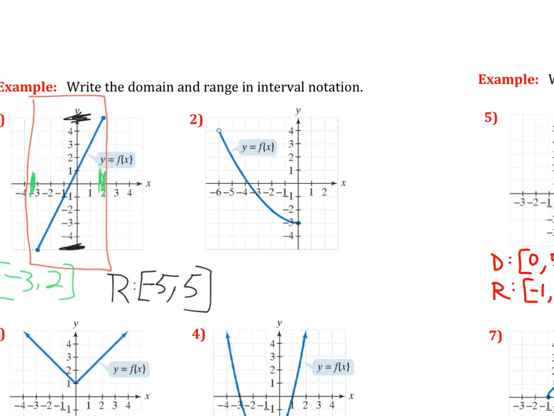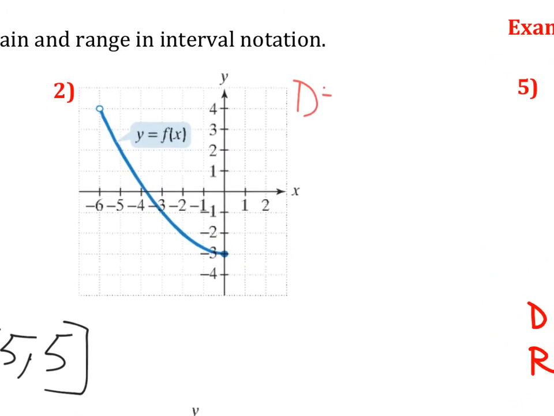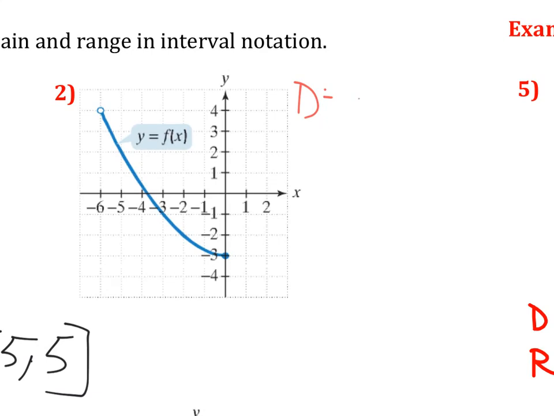Next one. I want to figure out the furthest left and furthest right. So left to right, that's going to be my domain. It looks like this is the leftmost value, so -6, and this is the furthest right, so 0. Our domain is going from -6 to 0. -6 was not included, 0 was.